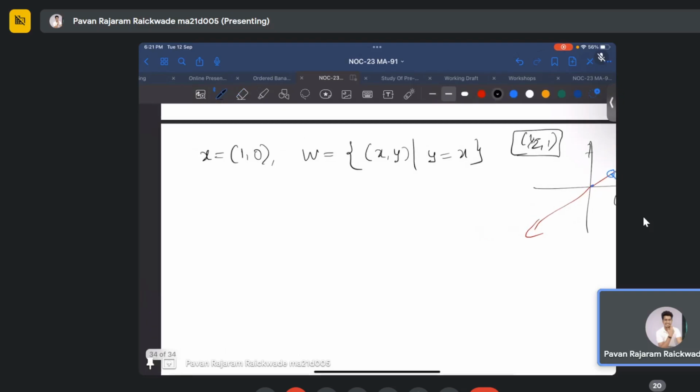So now what we have to do is we have W. We need an orthonormal basis for W. What is the basis for W? Can anyone tell me a basis for W?